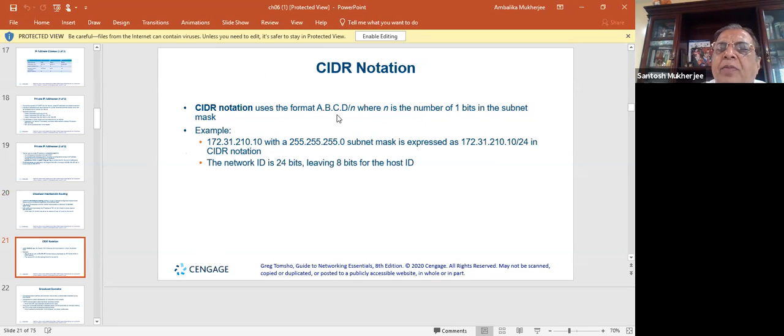CIDR notation uses the format where N is the number of 1 bits in the subnet mask. For example, when the subnet mask is expressed in CIDR notation, the network ID is 24 bits, leaving 8 bits for the host ID. Usually in any network, the network ID is 24 bits and the host ID is at least 8 bits.